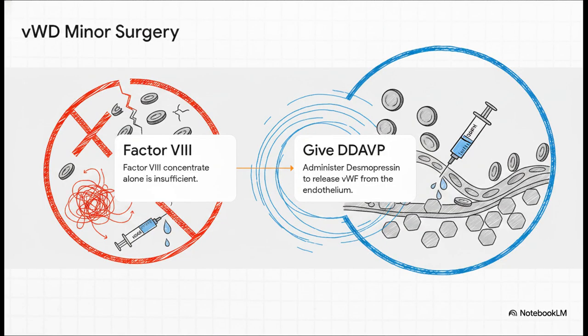Let's do another dumb mistake audit, this time for managing a von Willebrand disease patient who needs minor surgery. First, you have to understand that giving them factor VIII concentrate alone is just insufficient. Sure, it helps the secondary hemostasis, but it completely ignores their primary defect, which is platelet adhesion. The precise execution you actually need here is to administer desmopressin, or DDAVP. DDAVP effectively increases von Willebrand factor levels by triggering its release directly from endothelial Weibel-Palade bodies. It beautifully corrects that primary hemostasis gap.